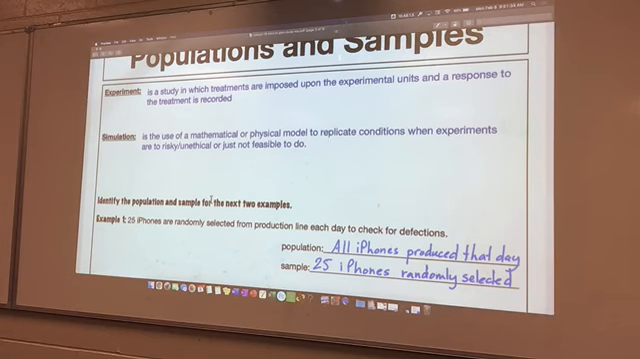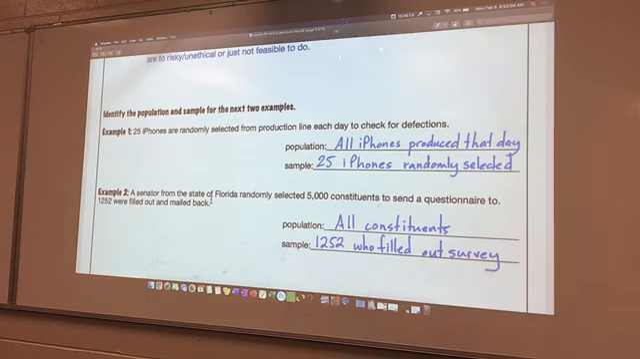All right, what do you think on example 2? Let's do the 5,000 population and then the 1,252. No. The sample is 1,252, and the population is everyone in Florida. It's all constituents. Because the 5,000 was what was already randomly selected, right? However, what did they actually have the data on? The 1,252. So that was actually the sample that they were to use, even though they randomly selected 5,000.